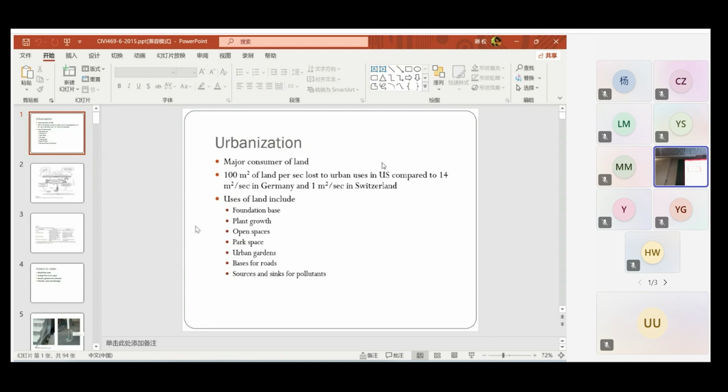Some more on urban waste management in this section. A lot of geoenvironmental engineers do a lot of landfill work. All right, we can discuss on that.